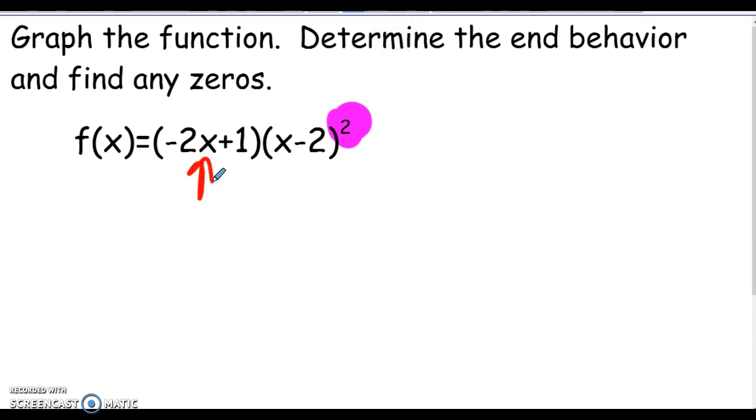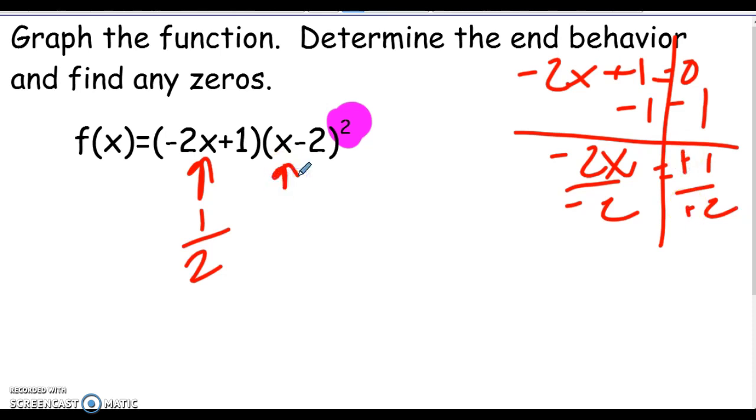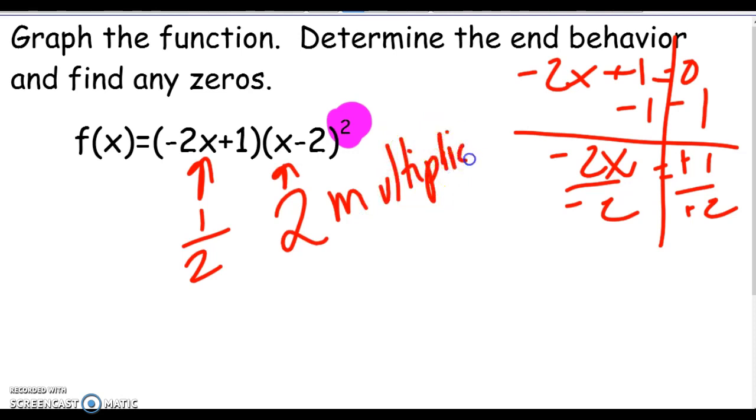My zeros are at 1.5, I think, because -2x plus 1 equals 0, so subtract 1, -2x equals -1, divided by -2, divided by -2. So I've got a 0 at +1/2. And then right here, I've got a 0 at 2, but because of that squared, I'm going to say I've got multiplicity 2. So that means that's going to bounce.